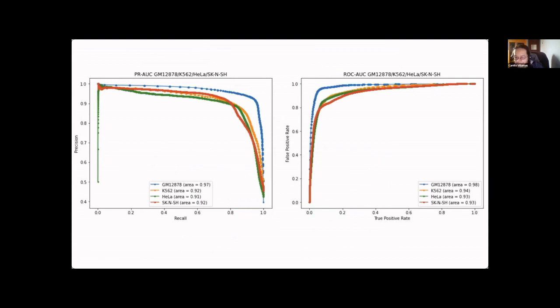The best performance was on the GM12878 cell line in terms of ROC AUC and PR AUC, and the worst one was HeLa. Here we can see the ROC AUC of the 4 different trained cell lines used to train and then predict the value of the random forest classifier. And here we have the PR AUC of the same 4 cell lines.